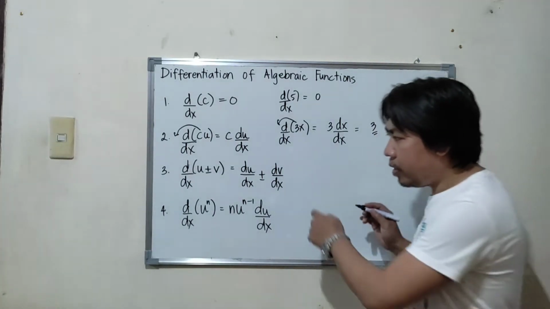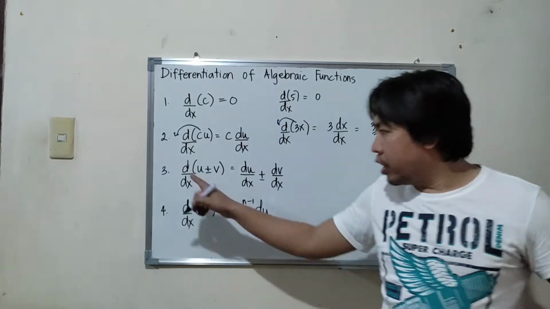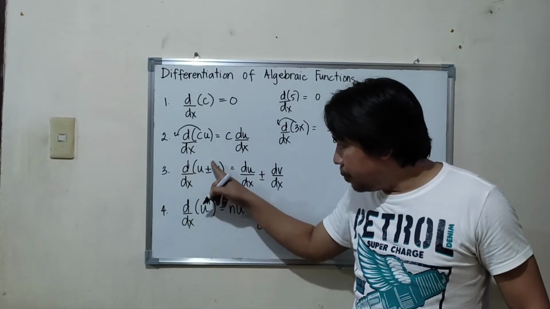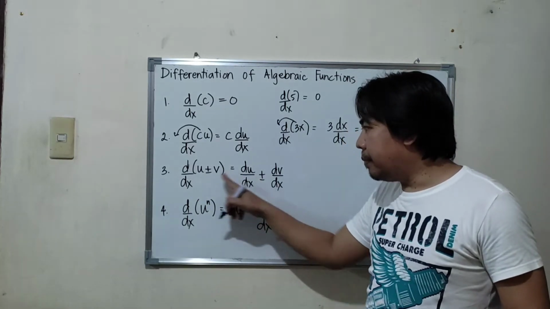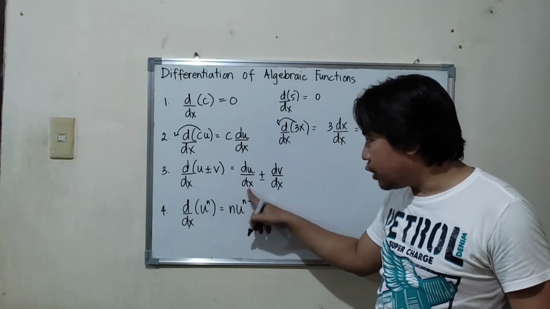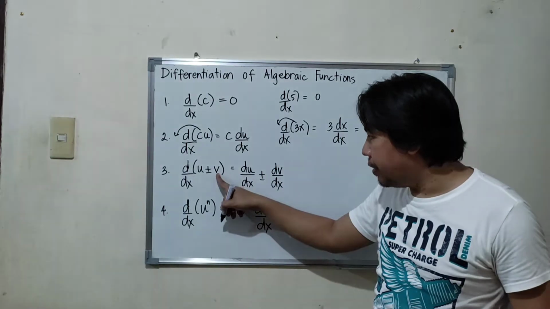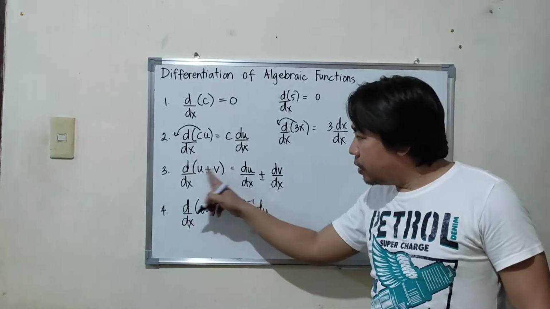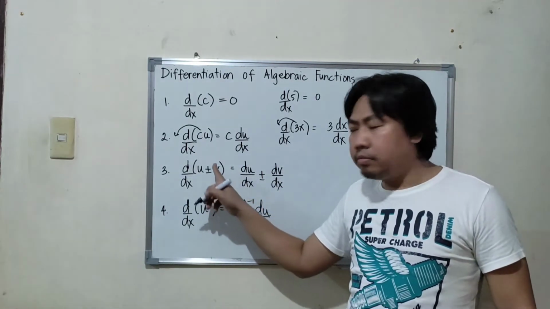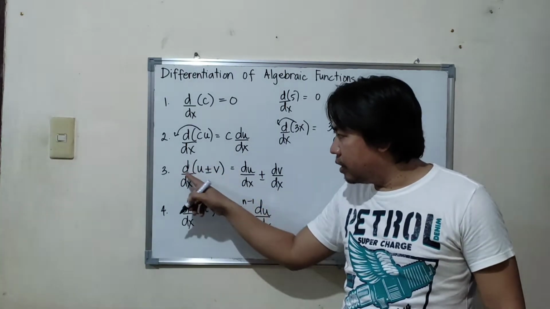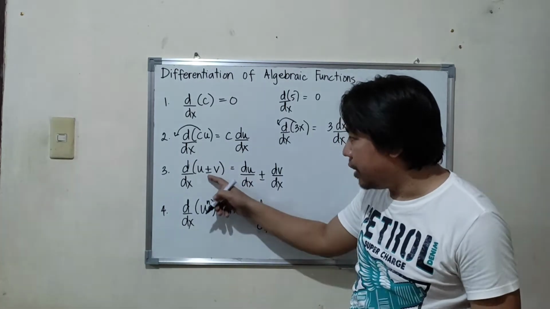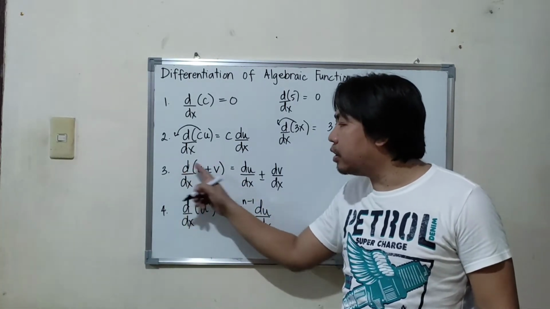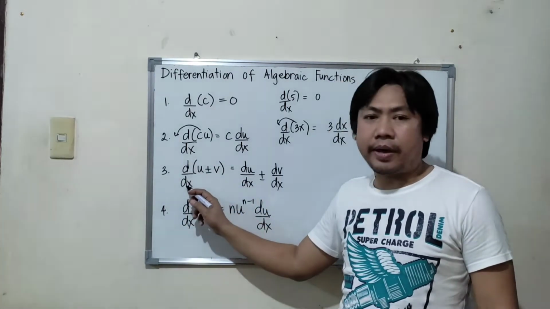Okay? Okay, so next, number 3. So, derivative of u plus or minus b with respect to x equals derivative of u with respect to x plus or minus derivative of b with respect to x. So, derivative of sum, so kukunin lang natin yung sum of derivative lang yon. Okay, so plus kung plus, so minus kung minus. Okay, so pwede i-distribute lang itong derivative with respect to x.